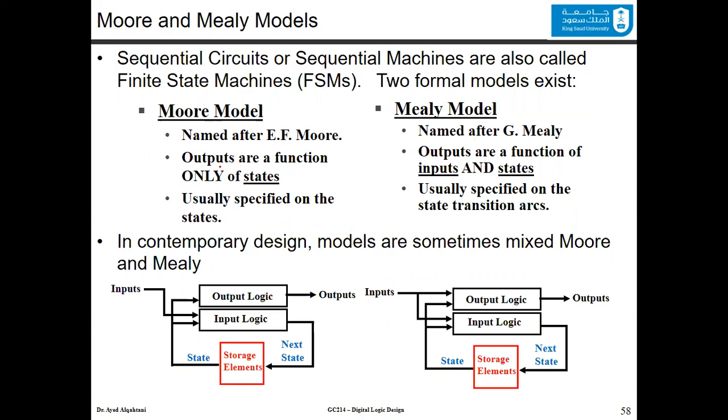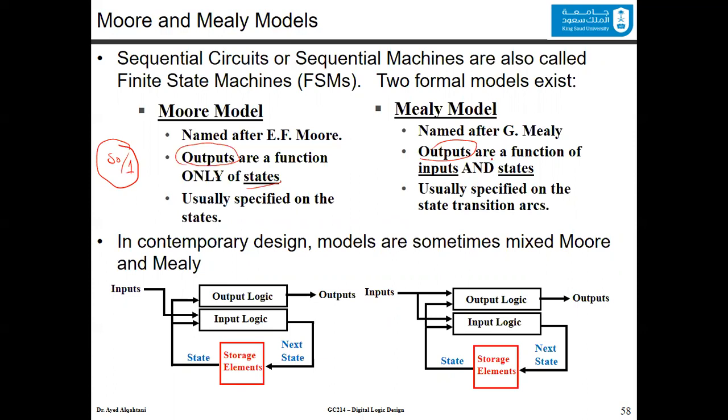The outputs are a function of only the states. So the difference is between the output function here and here. Here, the output is a function of only the states. This is why in a Moore model, if you have a state, S0, let's say, you have the output along with it, being output 0 or 1. Let's say it's 1.